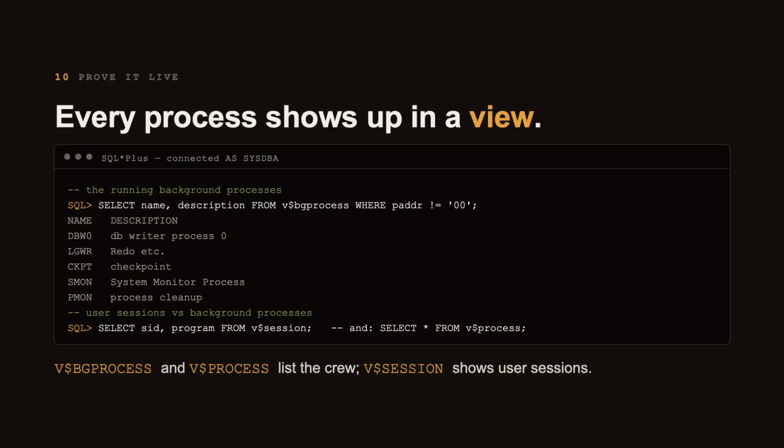Every running background process shows up in the data dictionary. Query V$BGPROCESS, filtering where the process address isn't 0, and you get the crew that's actually running. There's DBW0, LGWR, CKPT, SMON, PMON, exactly the names we just learned.